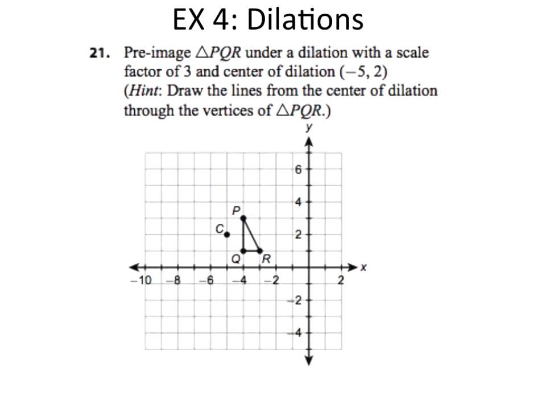This says pre-image triangle PQR. This is a homework question, by the way. Hint, hint. I'm doing your hardest homework problem with you right now. Under a dilation with a scale factor of 3, let's circle that 3. We know that 3 is important, right? Anytime it says scale factor, that's important. And a center of dilation of -5, 2.